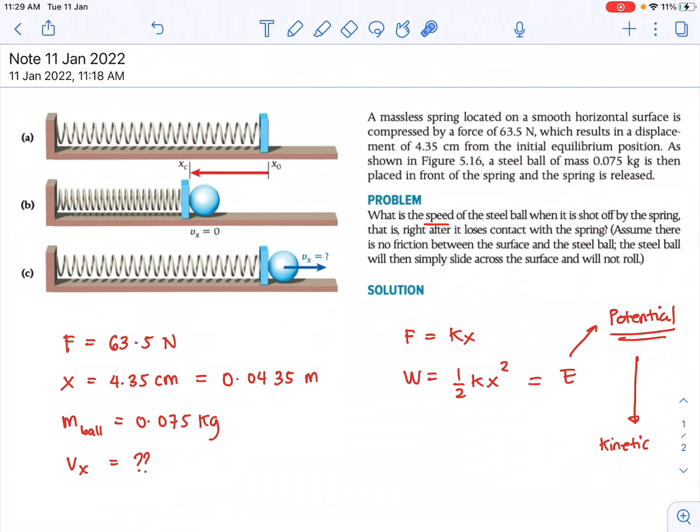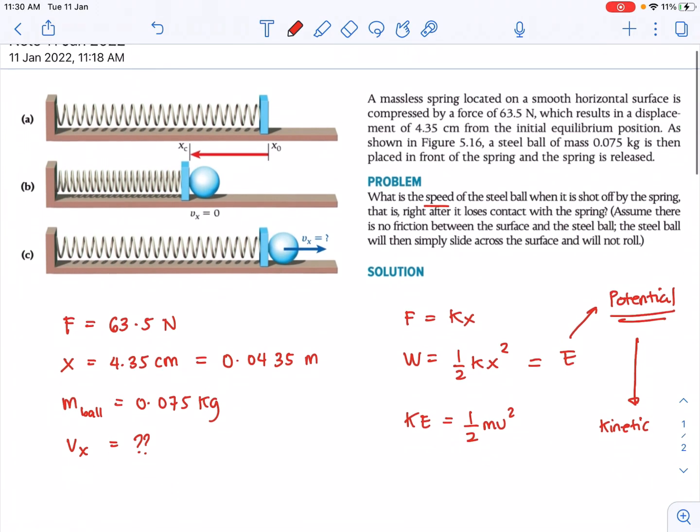So let me just repeat that. As work is being done on the spring by compressing it, this work becomes the potential energy of the spring. But the moment we remove the force that compresses the spring, it would decompress. It would expand to its original position, and therefore give its potential energy to the ball, allowing it to move forward. This potential energy is converted into kinetic energy, and we know that kinetic energy, KE, is equal to 1/2 mv squared.